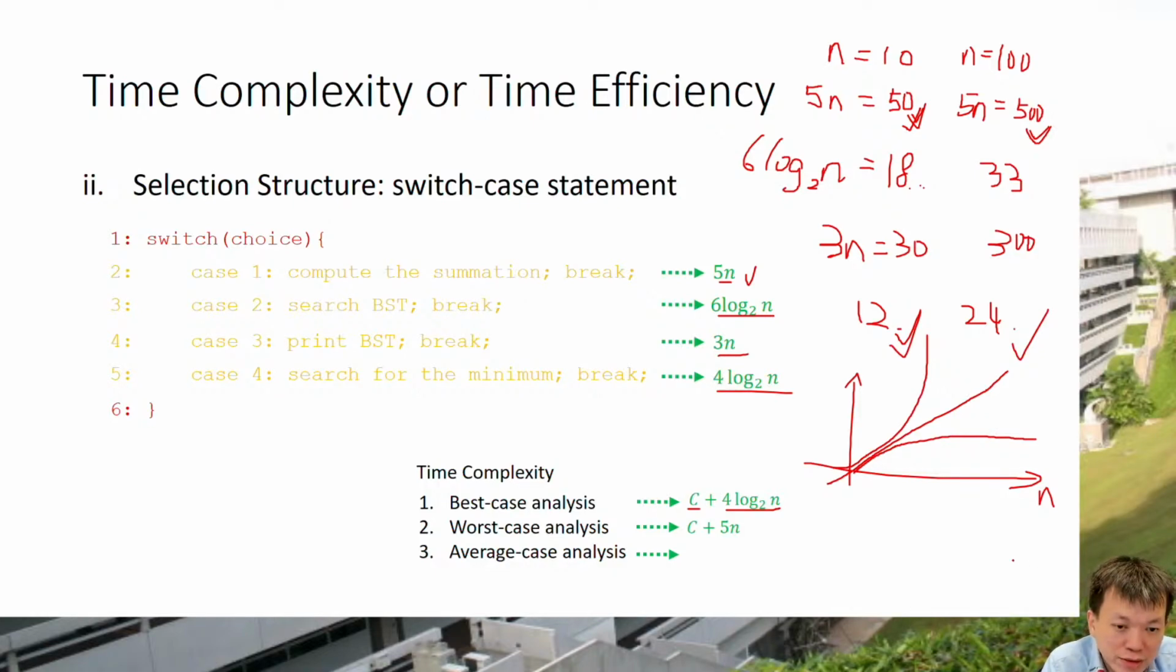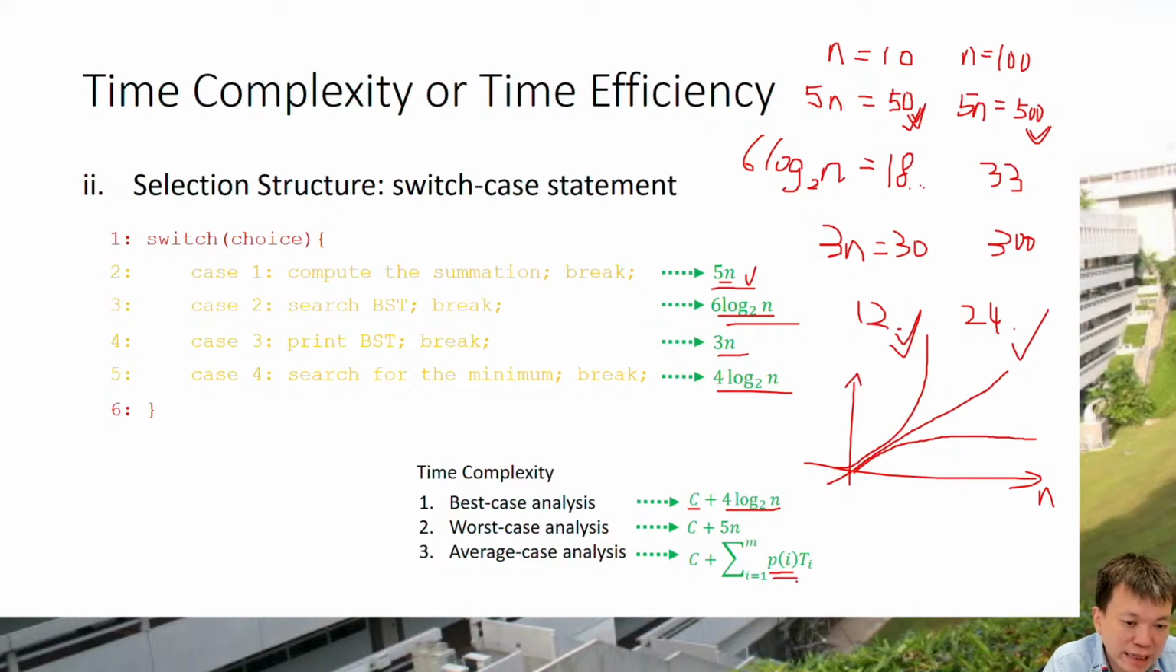So what is the average case? I need to know the probability for each case, and then sum it up. That's why I said the average case is always the hardest part. I need to know the probability for each case, multiply it with the corresponding time complexity for each case, and then sum it up. That depends.